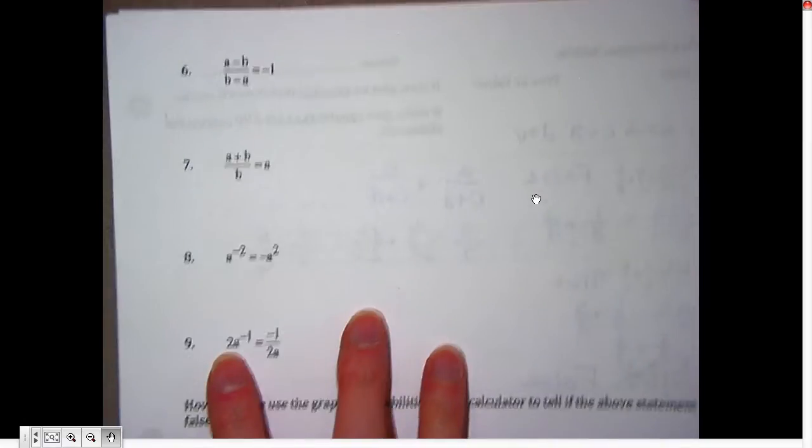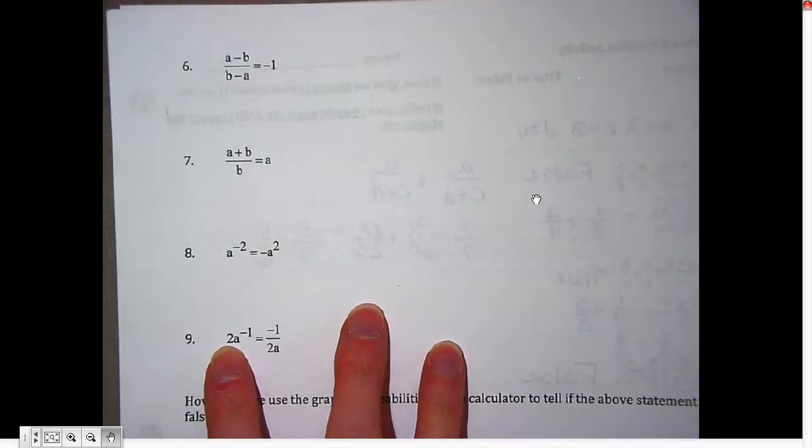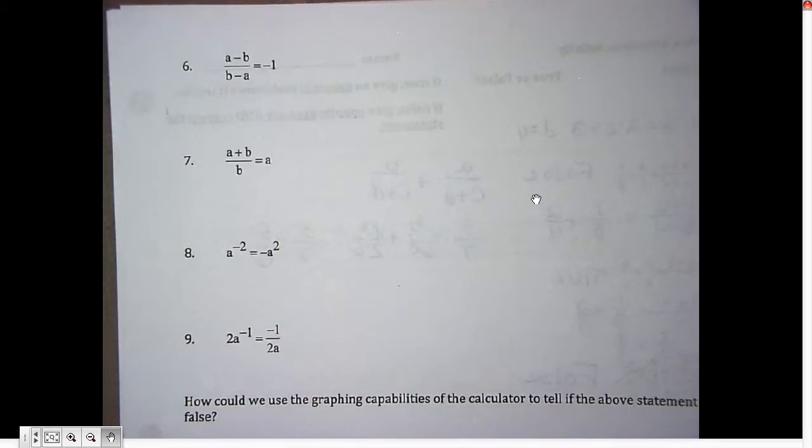So 2 and 4 should have been true, the other ones were false. So if you flip it over to the back, we have A minus B over B minus A. Is that equal to -1?